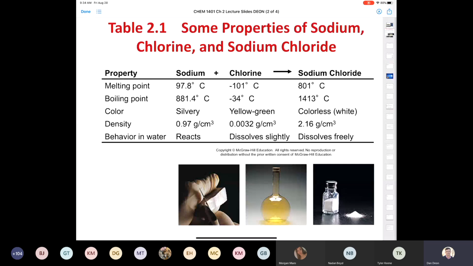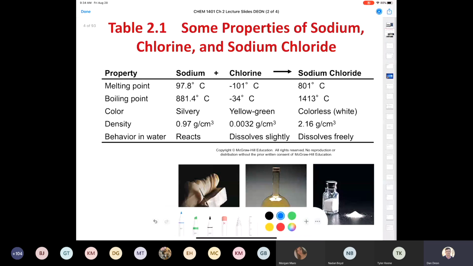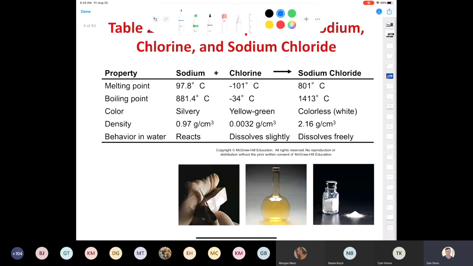Okay, so let's take a look at what the heck is going on in this slide right here. Okay, so if you've never seen sodium before, I'm going to move this up to the top here. Sodium is a metal. Like what? Sodium chloride? Yeah, sodium is a metal. Okay, so sodium is a metal. It's a soft metal, and this is sodium shown right here in this picture.